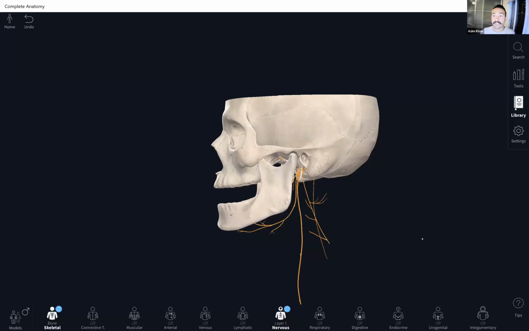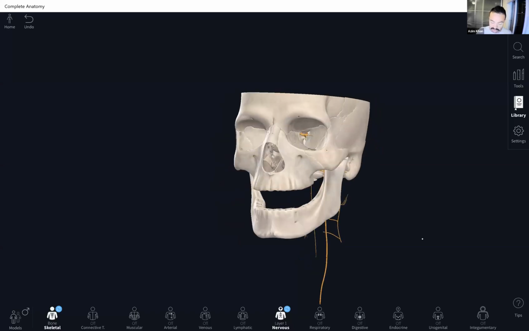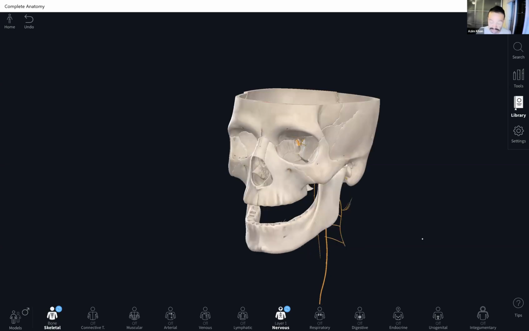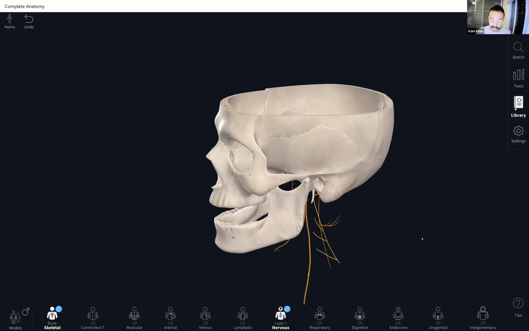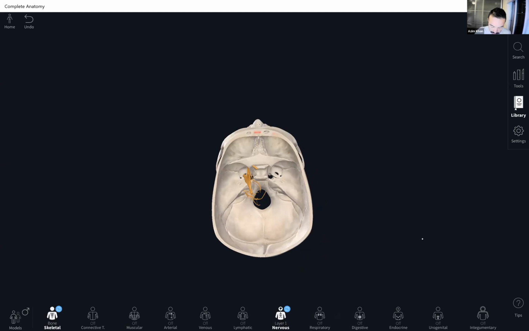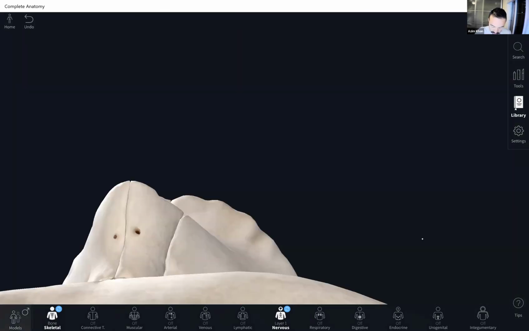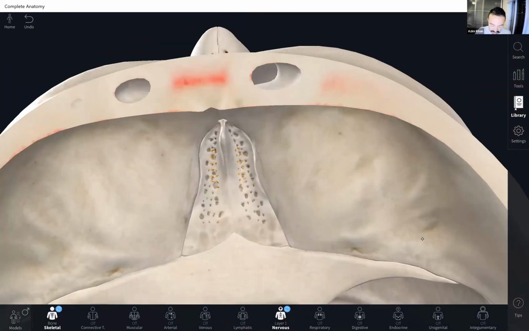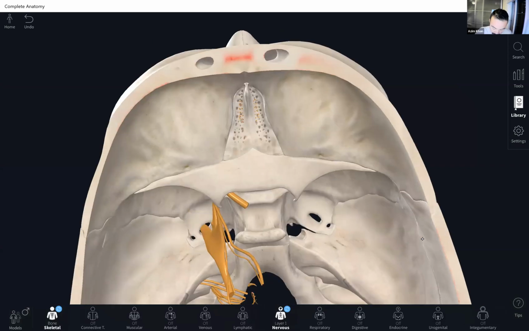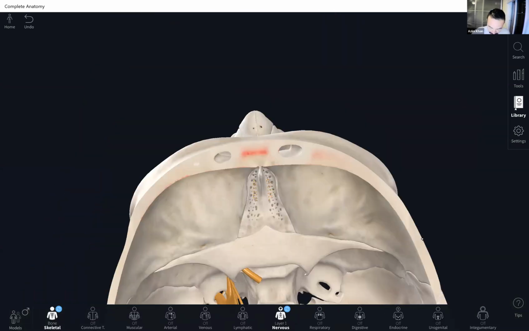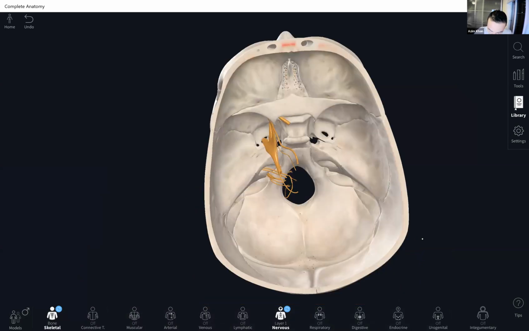Here we are in Complete Anatomy. We're looking at a skull that's been cut, top of the head's been cut off. And so we can take a closer look at the skull foramina for these cranial nerves to pass through. So we look at the base of the cranium. These tiny little holes that are part of the ethmoid, all these little holes within the cribriform plate of the ethmoid, those are the olfactory foramina. That's for cranial nerve 1.